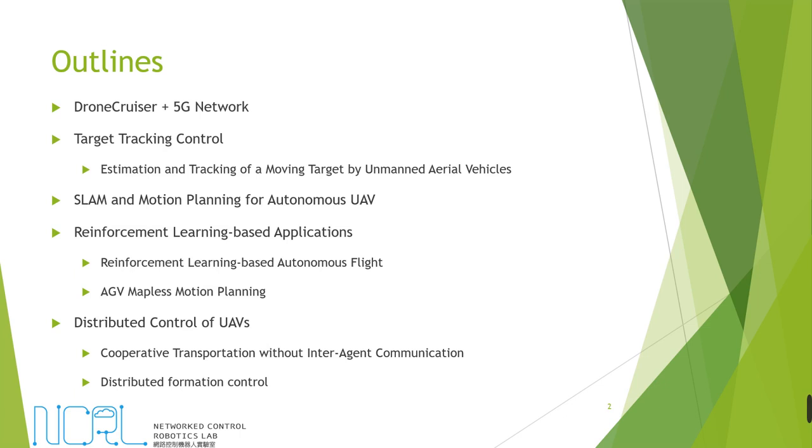The third one is about SLAM and motion planning for autonomous UAVs. That means we do SLAM, and based on the SLAM and the mapping, we can do the motion planning for the UAV to achieve autonomous flight. The fourth topic is about reinforcement learning in autonomous flight. It's a bit different, because here we focus more on the end-to-end approach, end-to-end architecture. And the last but not least is about distributed control of UAVs, where we employ multiple UAVs to achieve a global objective or the set objective.